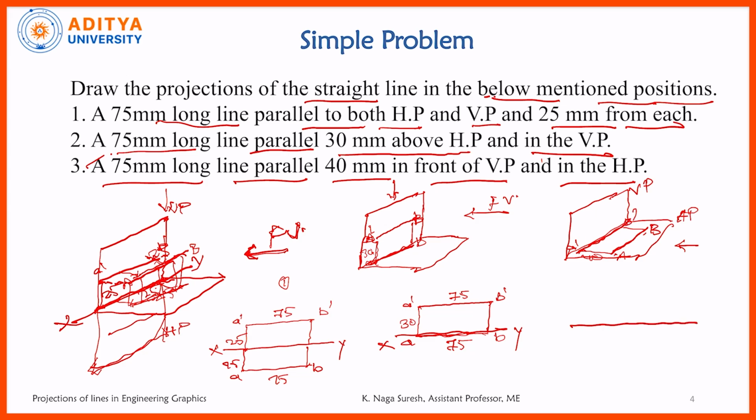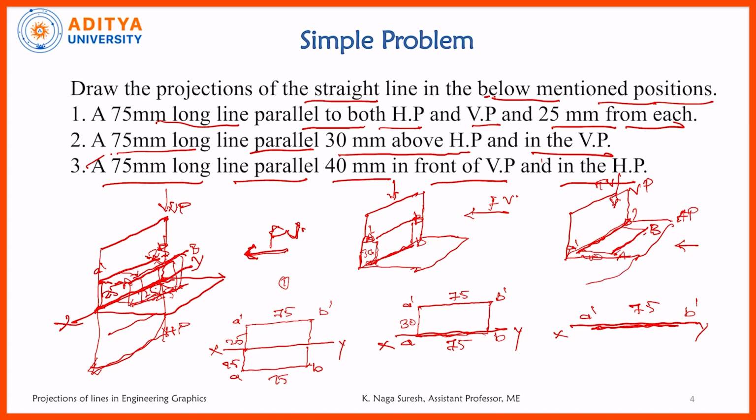How does it appear? This is XY. This is the front view A dash, B dash, 75. The true shape is visible in the front view and top view because this line is parallel to both HP and VP. When we see the top view, the line is projected directly on the HP.